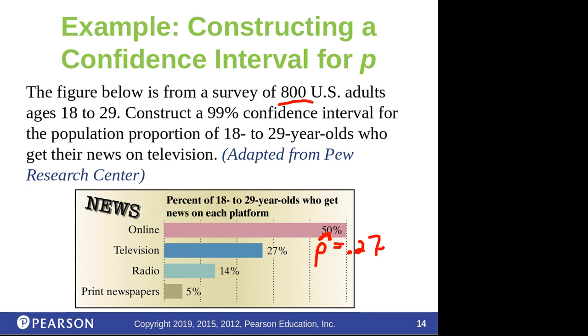So I'll be able to make these estimates. I have enough statistics that I can state to some confidence level. And we wanted a 99% confidence. The question asks for a 99. What we can state is the number of people that looked at television, which was 27%.